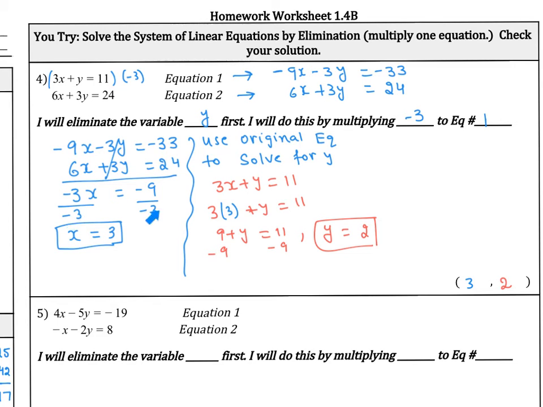Divide by negative 3 on both sides. You're going to cancel this negative 3 and negative 3, and 9 divided by 3 is 3. Remember, the negative and negative cancel and the answer should be positive, so it's positive 3.